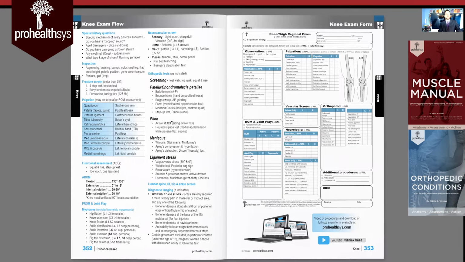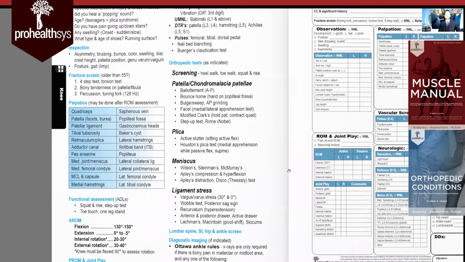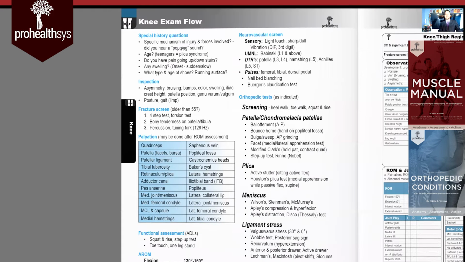What else? You would do a full knee exam flow. And in this knee exam flow, you would see key questions that you would be asking, like specific mechanism of injury. Did you hear a pop or a snap? Because people can often hear tendons snap when they do those actions. Did you have pain going up or down stairs? Any swelling? Where is the swelling? And what type of shoes, running surfaces? Those are good key questions as well.